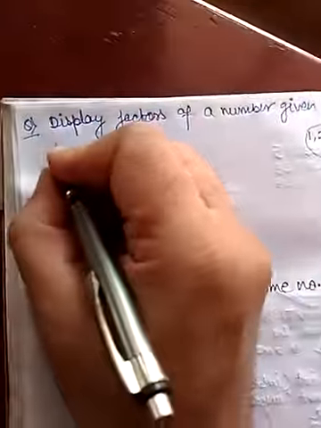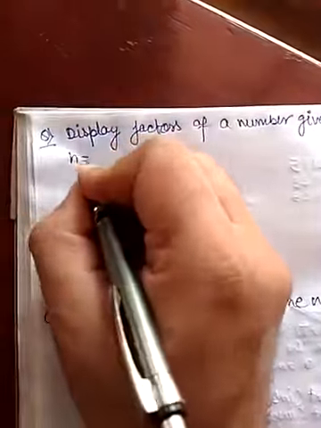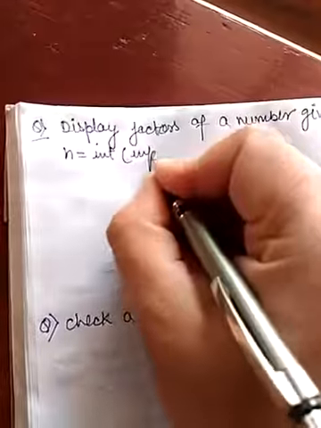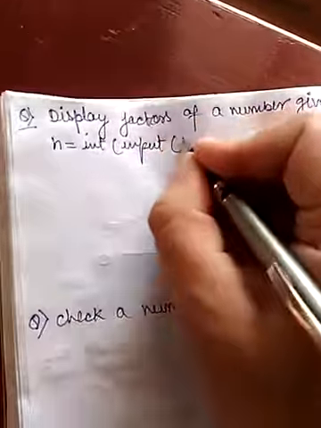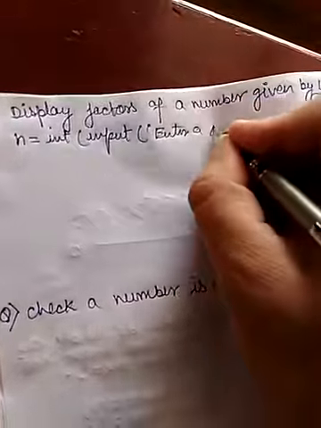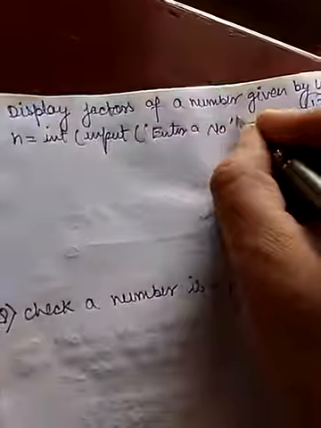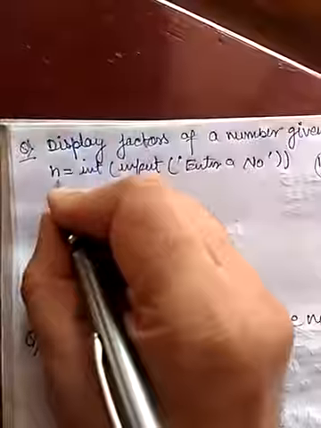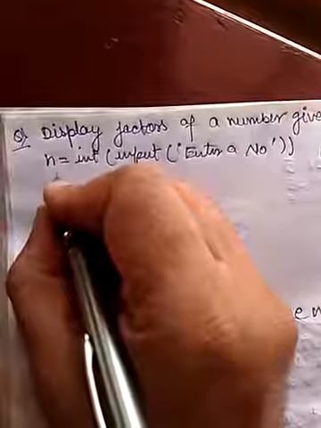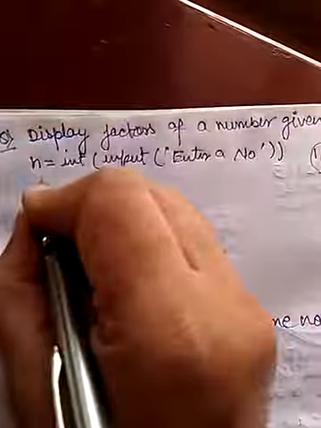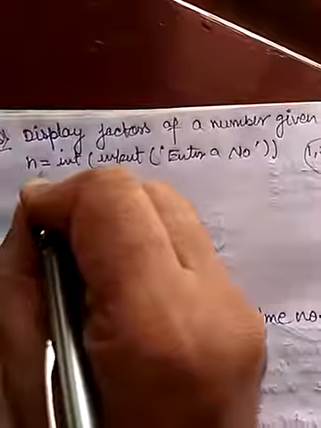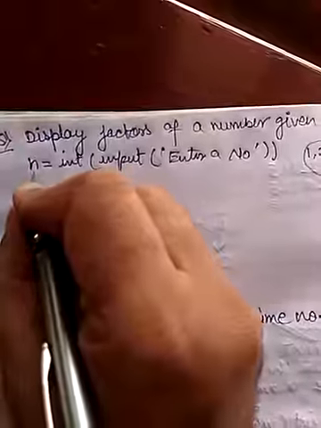For that, first we need to read a number. So I am reading a number, int input, enter a number. So this is the number which is given by the user, for which we have to find the factors. Now to find the factors, we have to divide this number continuously from 1 to n.